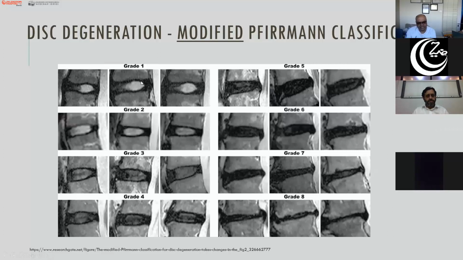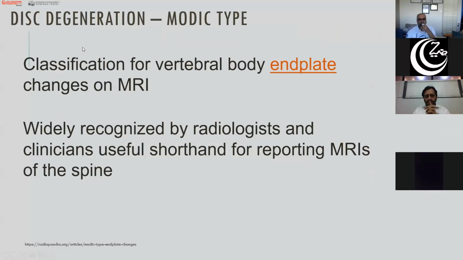Now again, we will talk about the Griffiths classification, or again Fuhrmann's. You can see the grade 1 and 2 are normal discs. Grade 3 and 4 have good disc height, but signal is lost. Grade 5, also the disc height slightly reduces, disc bulge happens. Grade 6 and 7, you start losing height. Grade 8 is total loss of height and degeneration.